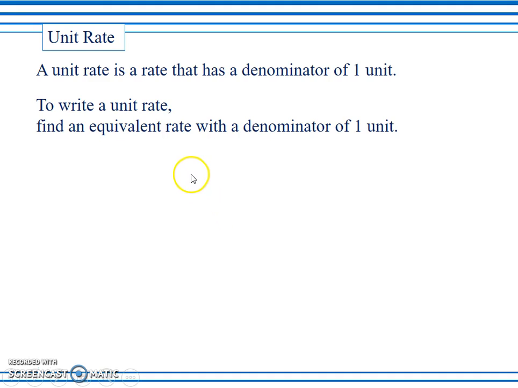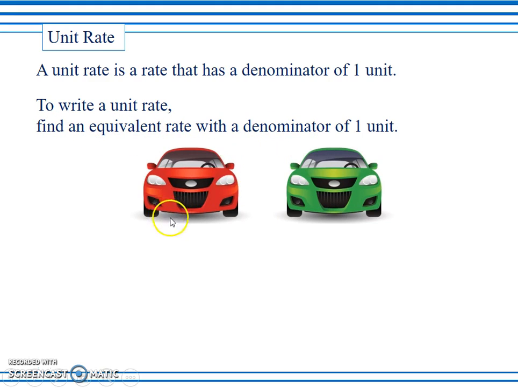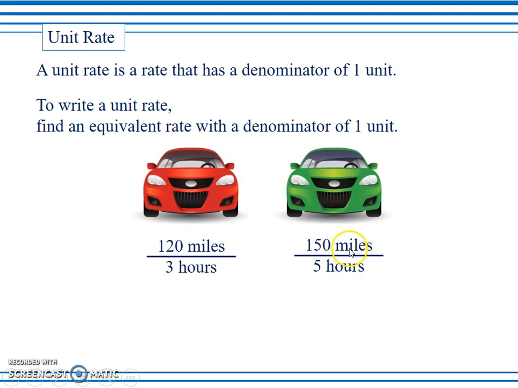So a unit rate is a rate that has a denominator of 1. To write a unit rate, we find an equivalent rate so that the denominator is 1 unit. We often use unit rates to compare two things. So for example, if the red car goes 120 miles in 3 hours, and the green car goes 150 miles in 5 hours, which is going further in the same amount of time?